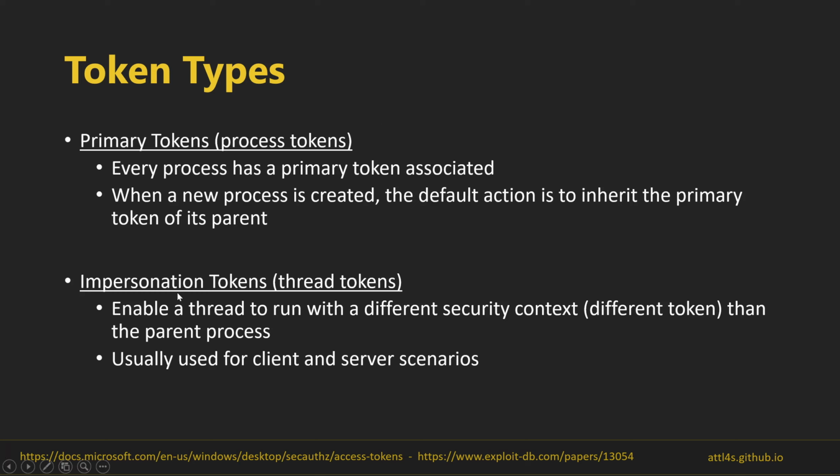Then we have the impersonation tokens or thread tokens. The important bit here is that impersonation tokens are really not very different from primary tokens in terms of the information they have. But there is one main difference: impersonation tokens enable threads to run with a different security context. This is a different token than the parent process. And this allows client and server scenarios.